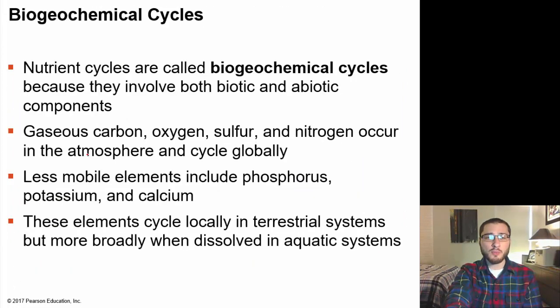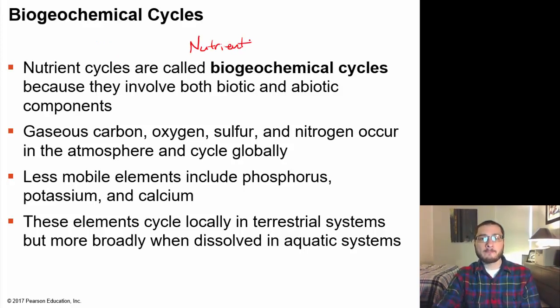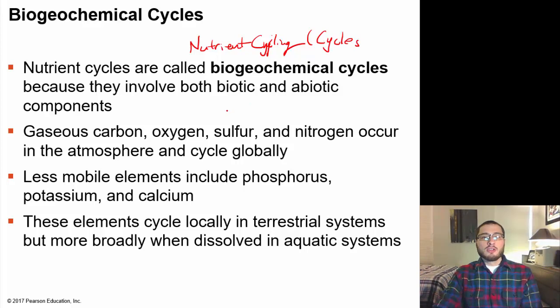So when we look at nutrient cycling, in the textbook they call it biogeochemical cycling. A lot of times you'll hear it called nutrient cycling or nutrient cycles. So nutrient cycles are called biogeochemical cycles because they involve biotic and abiotic, our living and our non-living components.